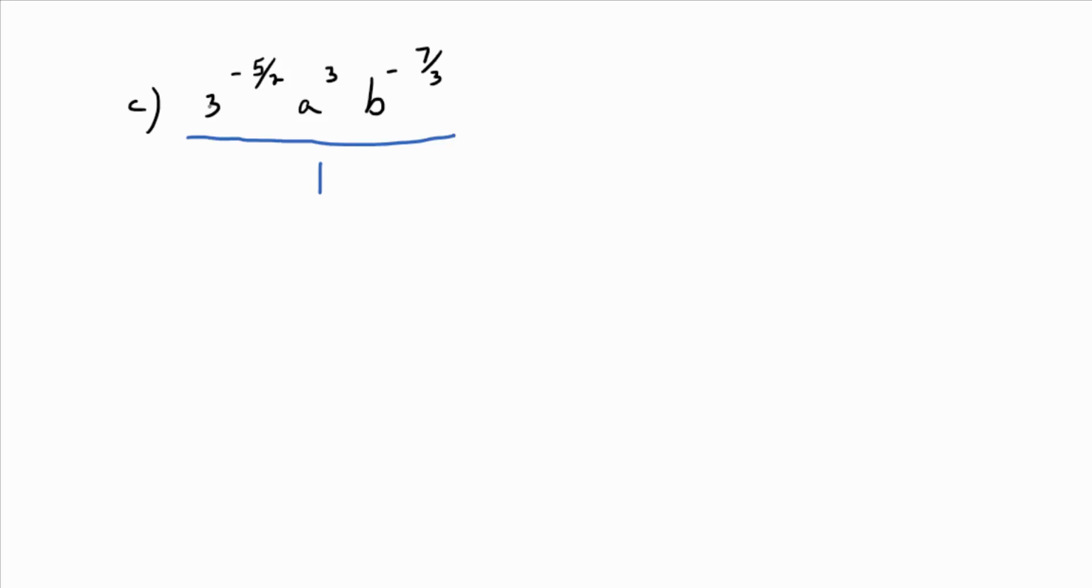So in other words, this 3 to the negative 5 halves is going to end up in the denominator as a factor. You don't need the 1 times, but just to be consistent, 1 times 3 to the positive 5 halves. And again, if you wanted to, you could lose the 1. Now it's not doing much, is it? And then is the a cubed going to go anywhere? No, it's a to the positive 3. It stays there. What about b to the negative 7 thirds? It's going to flip down to be b to the positive 7/3, isn't it? That's it.